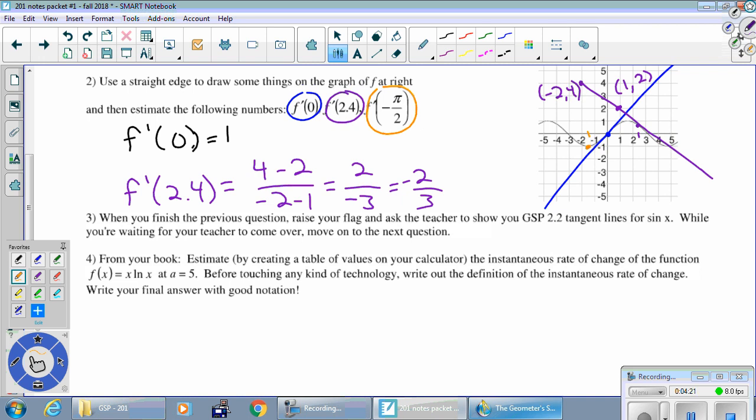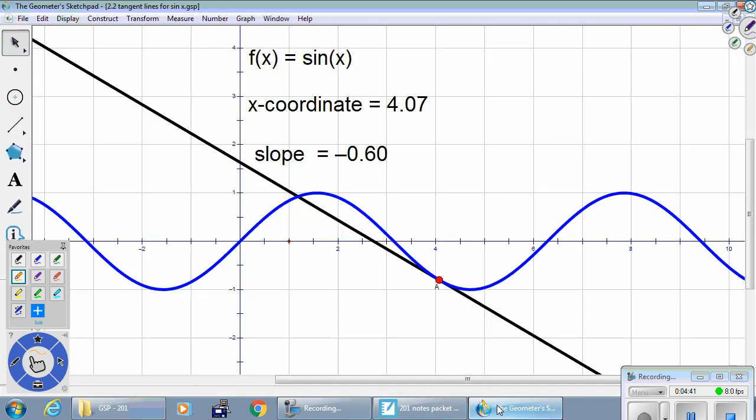But anyway, at -π/2, if it's indeed the bottom point, then we should be able to figure out the derivative without any calculations. F prime of -π/2 is the slope of that horizontal line, and the slope of any horizontal line is 0. Okay, so I can demonstrate this just a little bit on Sketchpad, so we'll do that now.